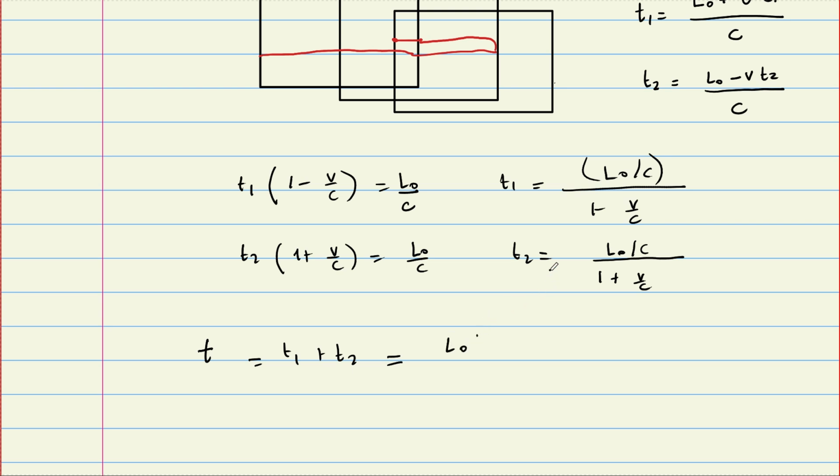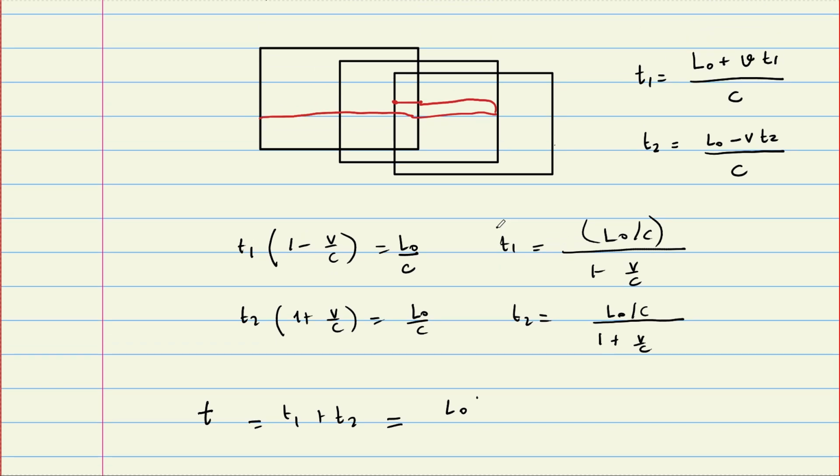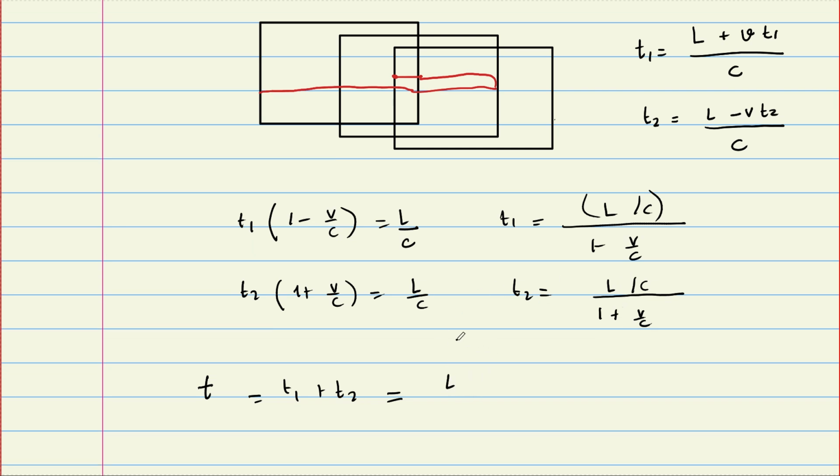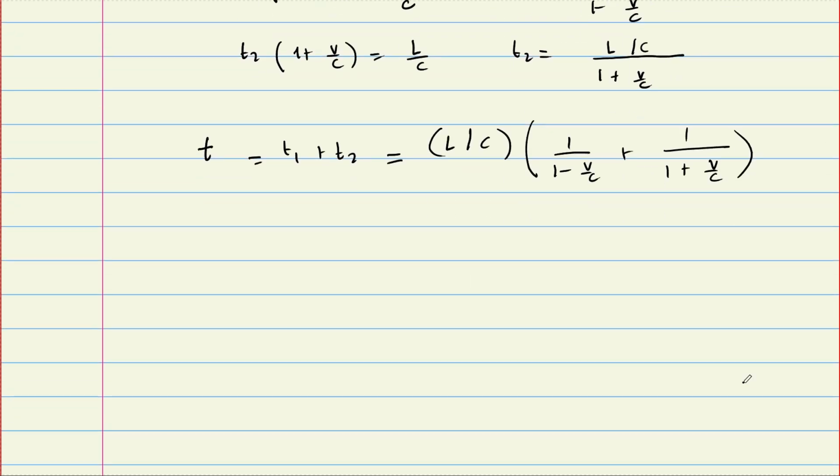L. Actually, according to the observer, I also want to change L naught to L, because we are trying to see whether the observer is going to see a different length. So this is L, this is L, this is L, and this is L. And this one is going to be L over C times 1 over 1 minus V over C plus 1 over 1 plus V over C. Good.